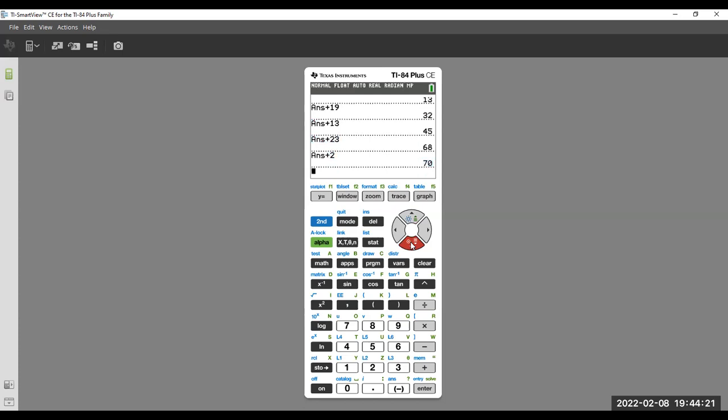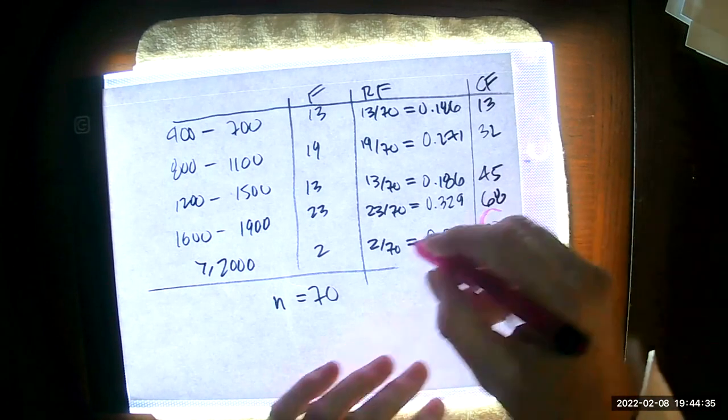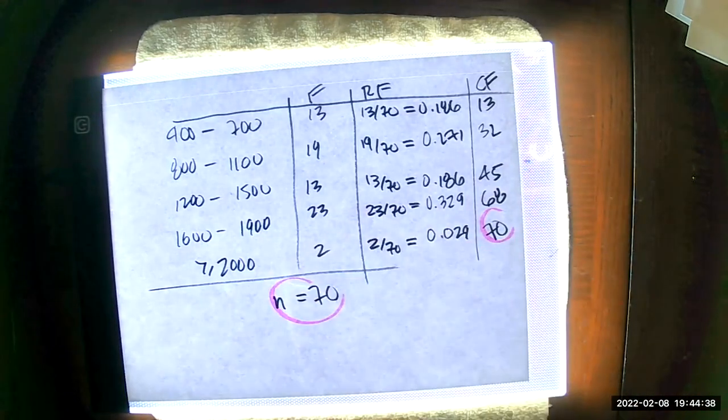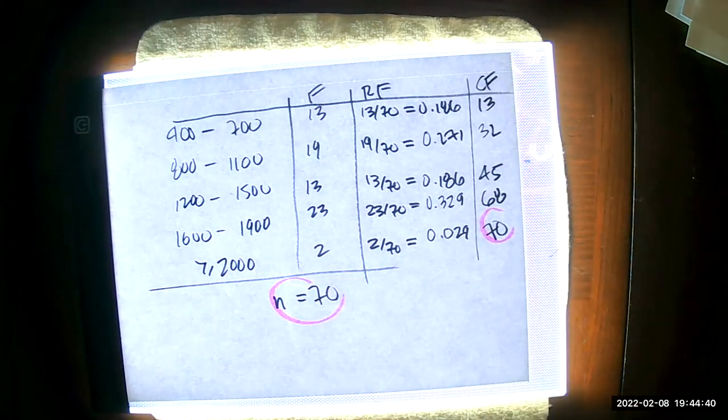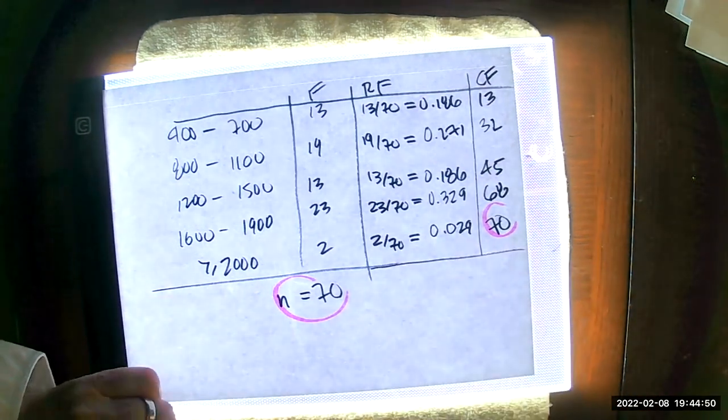You know you've done the right thing in some sense if that last number, let me stop my sharing here, if this guy here is the same as this guy here. They've got to be the same. Otherwise, something has gone amiss. So there's the relative frequency and cumulative frequency distributions. Those are what we need to have you build from a frequency distribution.